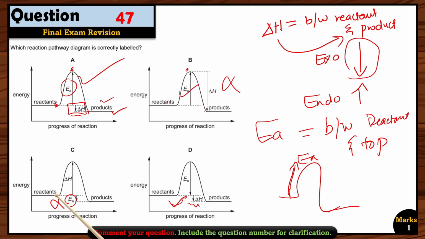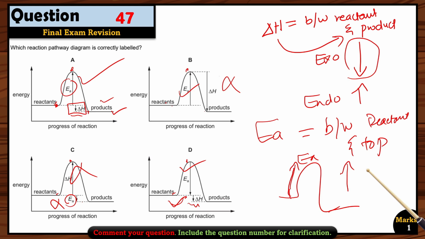Yes, that is also right. Reactant to the top is EA. That is wrong now. Okay, this is delta H, so it's wrong. Reactant to the top is always EA. So that's also right. But we can see that these two options are still right. So now what is the difference? Which is wrong? Here you can see for EA, it is always upward because EA is actually endothermic.